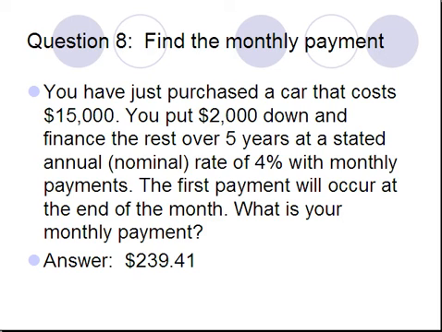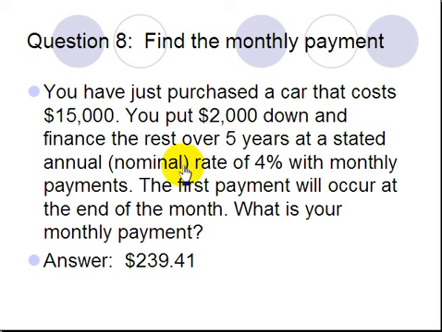This problem is a very simple but useful problem for you. What we're going to do is calculate the monthly payments required to amortize a loan, in this case a car loan. So you have purchased a car. The car costs $15,000. But you've already put $2,000 down, and so you actually are only going to finance a total of $13,000. And you're going to finance that over 5 years.